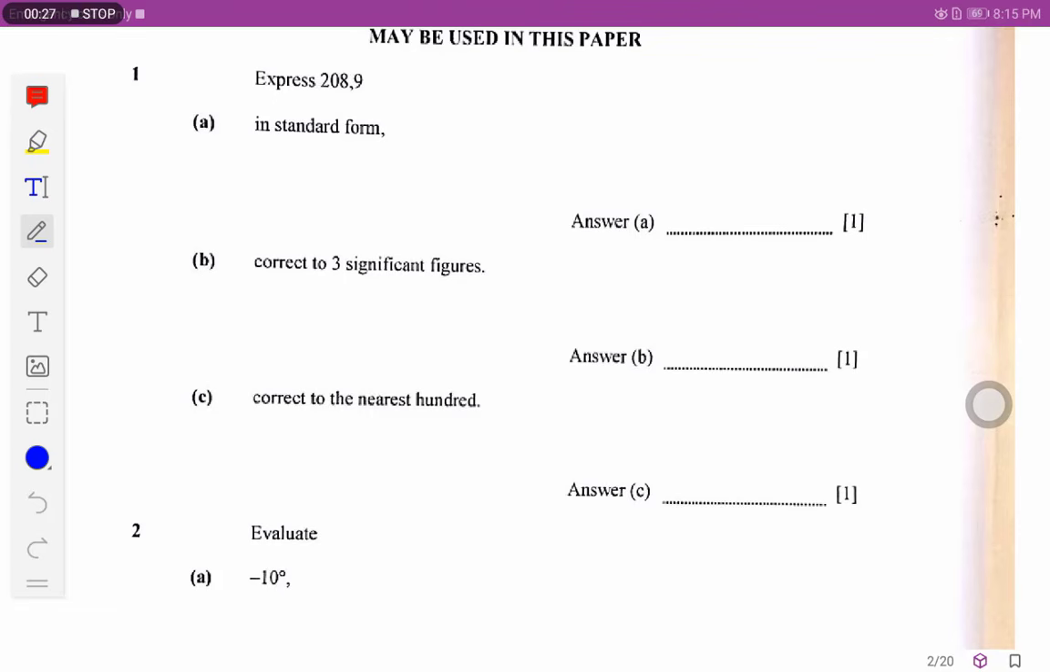208.9 in standard form. So what we need to do, we want to write our 208.9 in terms of 10 to the power of n times an a there. Our a can take a value from 1 to 9, and our n can be negative or positive.